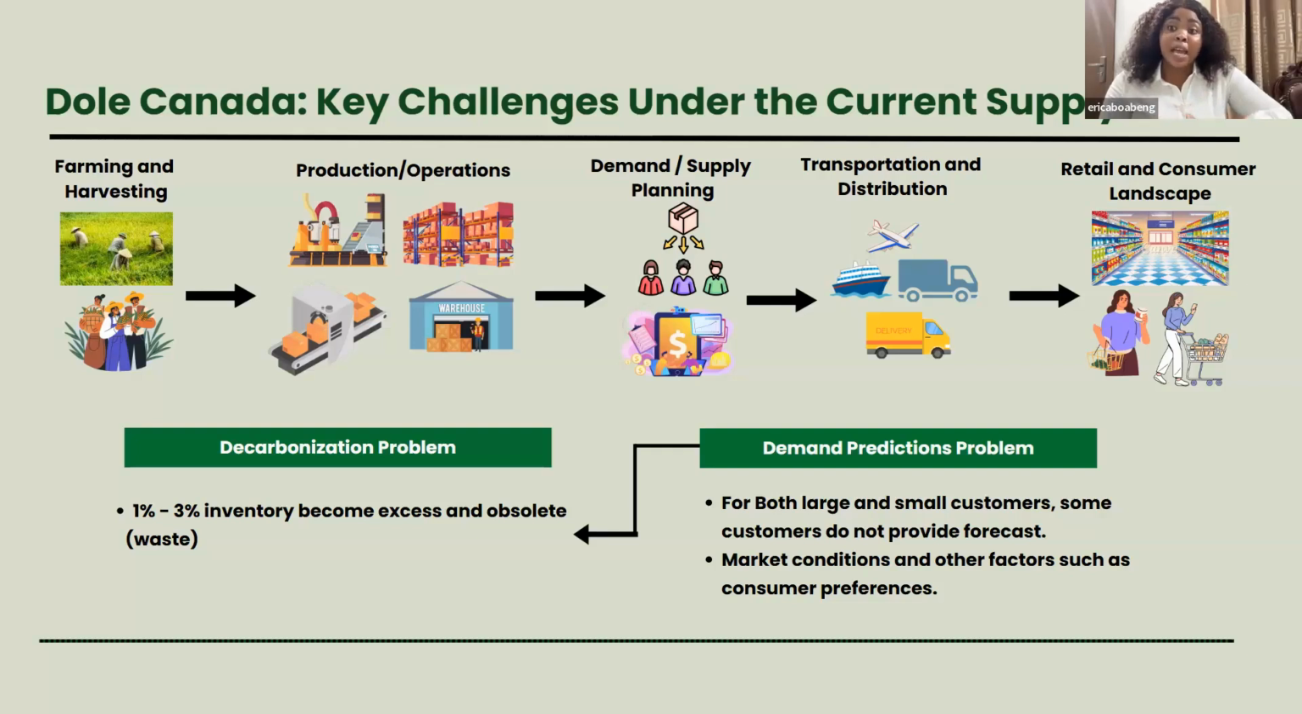Looking at the case presented to us, we realized that one of the main root causes of the obsolete inventory problem was the inaccurate demand prediction. And in view of that, we decided to come up with a solution that can help address this problem, which is the Sustainability Hub app. And my friend Mabel would walk you through the process.